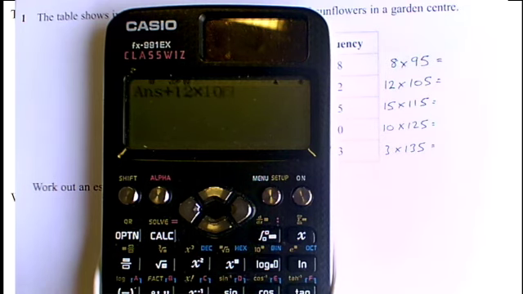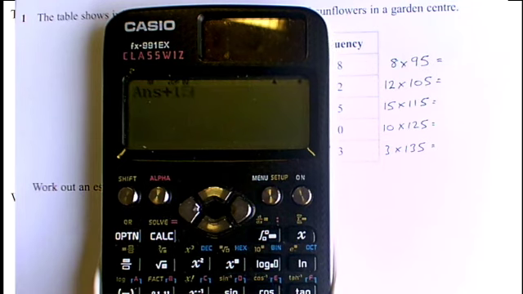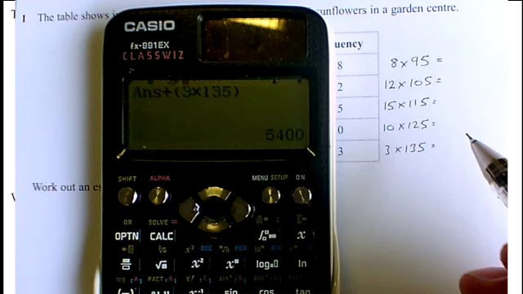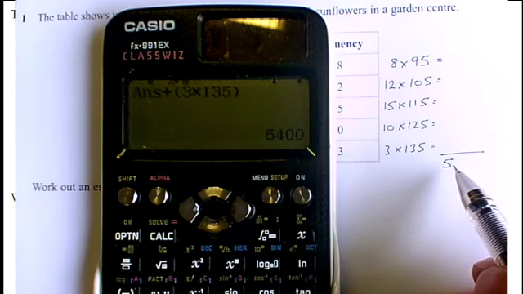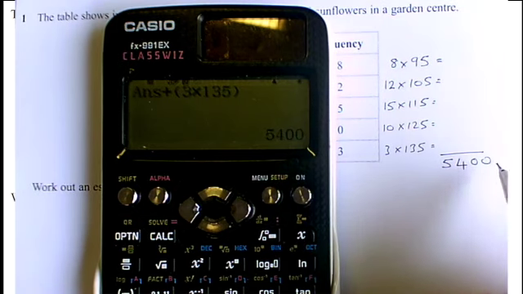And now I'm going to actually do these 8 times 95, etc. And find that total. Okay. Remember, the calculator can't do BIDMAS, so I should be using brackets. And 10 times 125, close bracket, and 3 lots of 135. And if I add those all together, I should get 5,400. Okay, so the total length of all the flowers added together is 5,400.